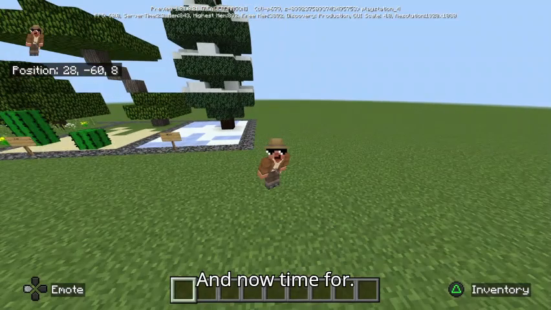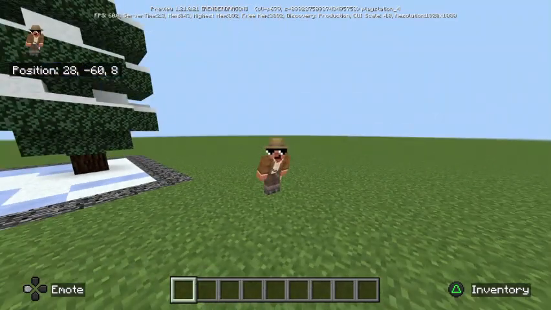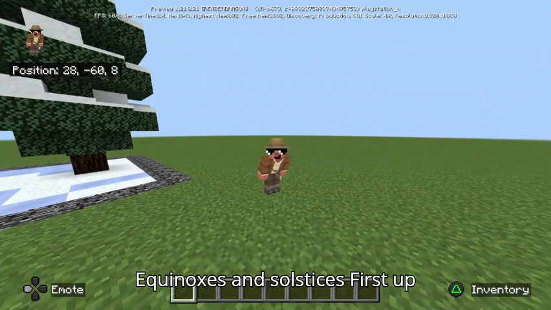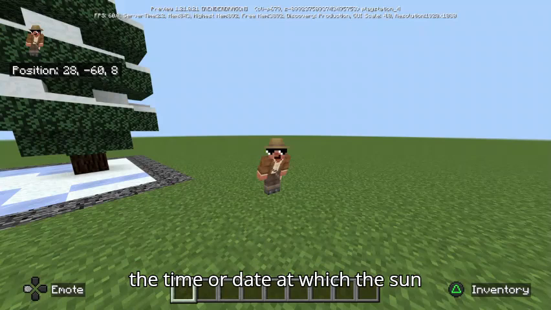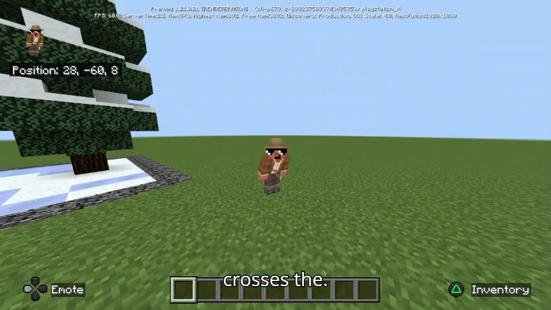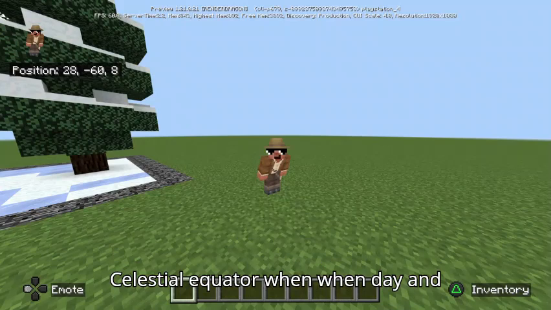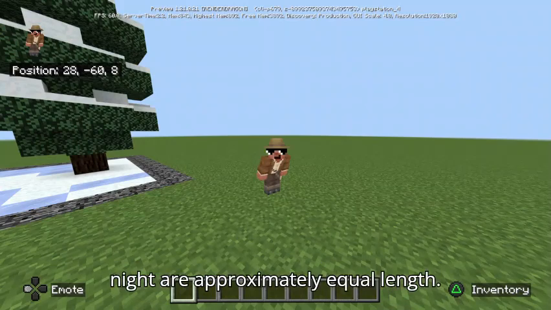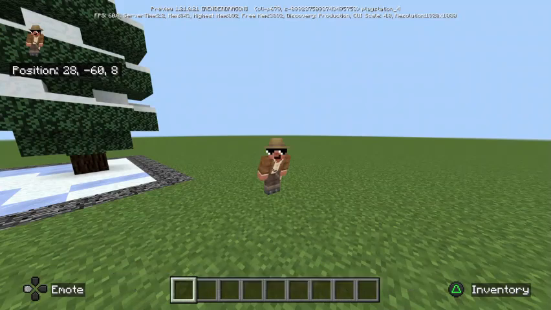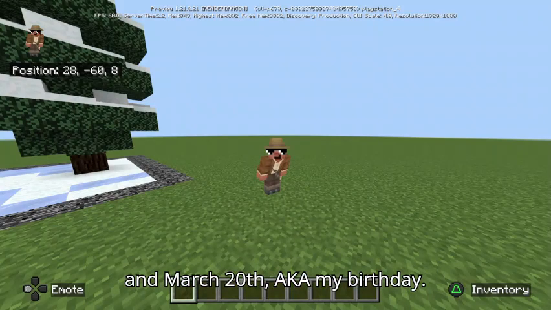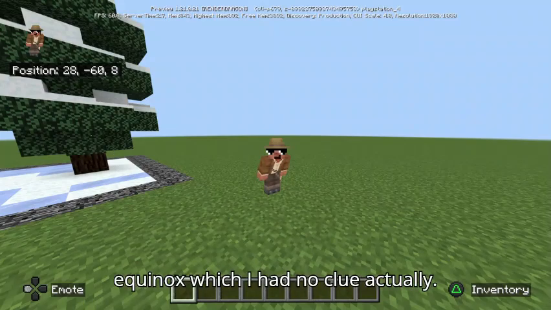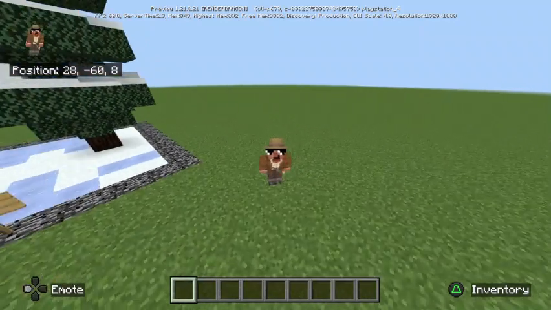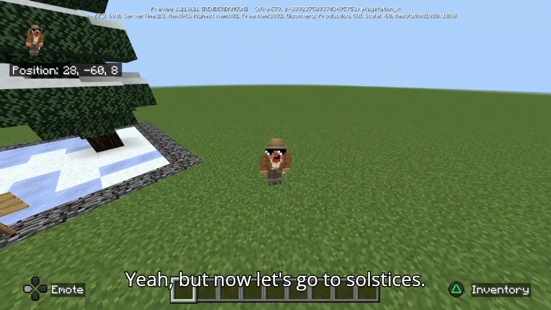And now, time for equinoxes and solstices. First up, equinoxes. An equinox is the time or date at which the sun crosses the celestial equator, when day and night are approximately equal length, about September 22nd and March 20th, aka my birthday. So my birthday was an equinox, which I had no clue about. But now let's go to solstices.